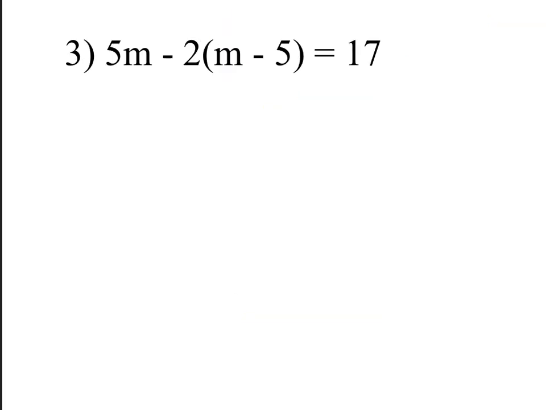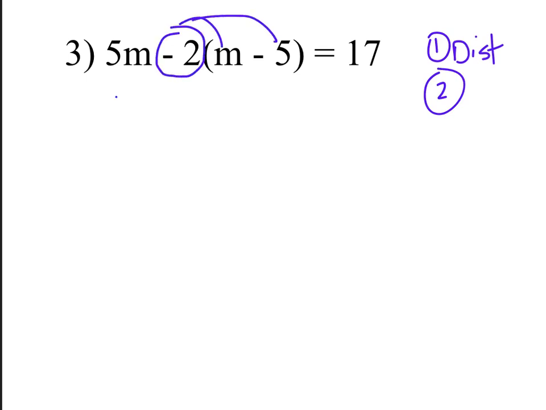Nice. All right, so distribute. Take that negative 2. The sign is included in this, so take the negative 2, multiply it through. Ignore the 5m for now. Negative 2m minus or plus 10. So negative 2 times a negative 5 is 10.